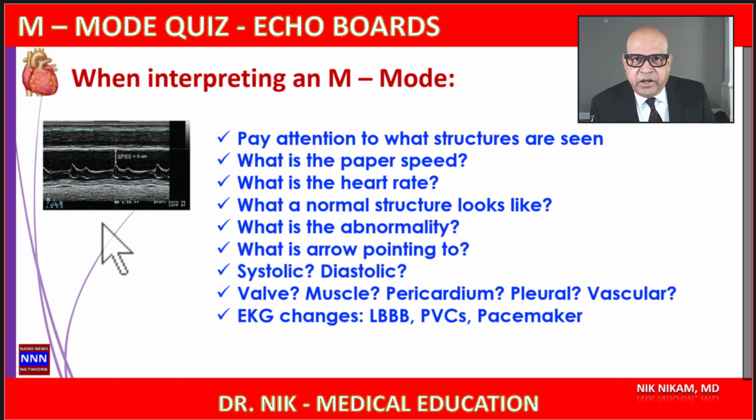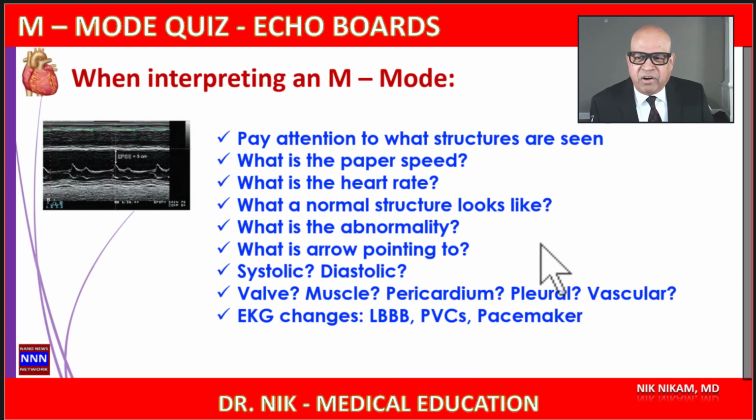What are they pointing that arrow towards? What are they trying to get at? Are we in a systolic phase, diastolic phase? Are we looking at a valve, a muscle, pericardium, pleura, vascular? There is always an EKG on the tracing. Pay attention to the EKG. There may be a clue to your answer in the electrocardiogram, especially if these patients have bundle branch blocks, pacemaker rhythms, premature atrial beats, and any other type of cardiac arrhythmias.